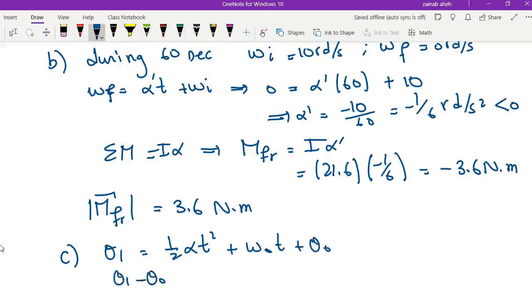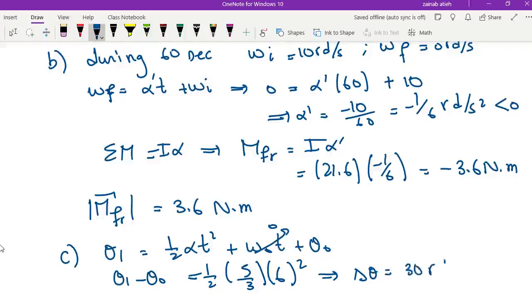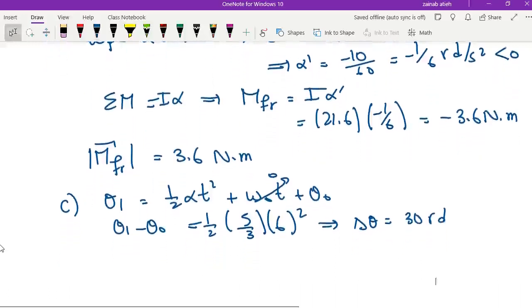Theta 1 minus theta 0 equals half. Alpha was 5 over 3, and the time until the end of the first stage was 6, and omega 0 was 0. So I will get delta theta equals 30 radians. This is the angle traveled during the first part.